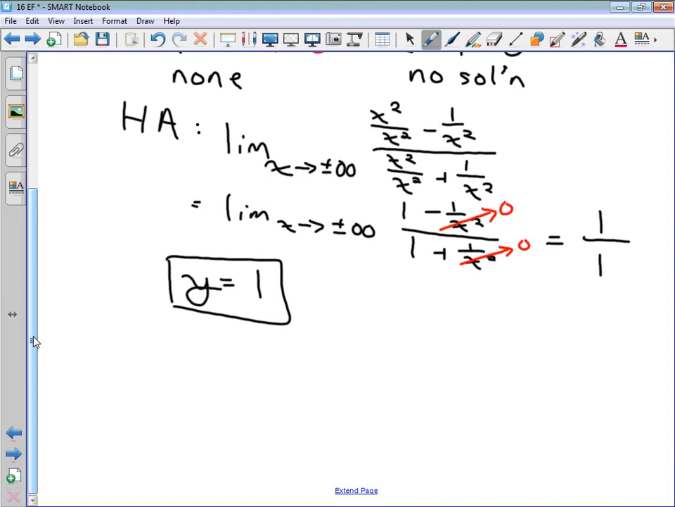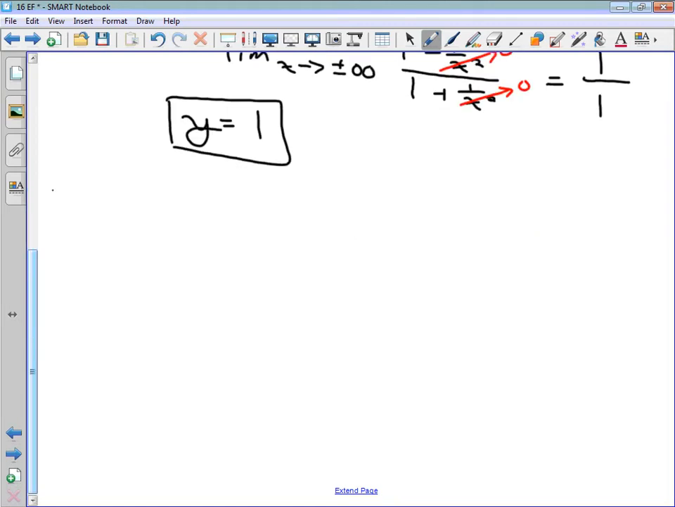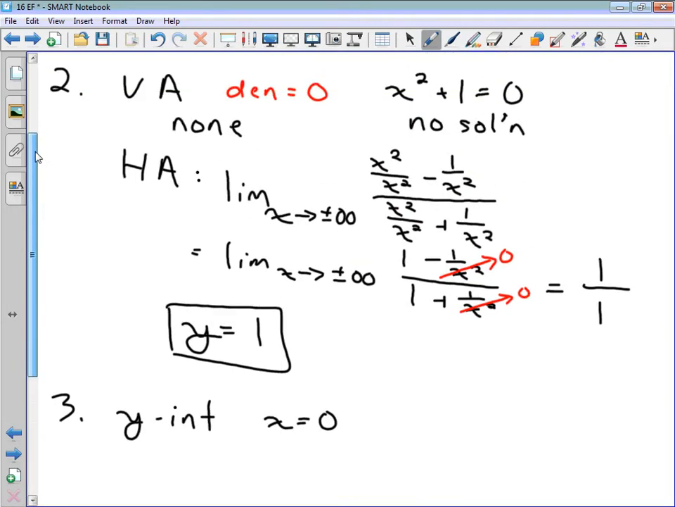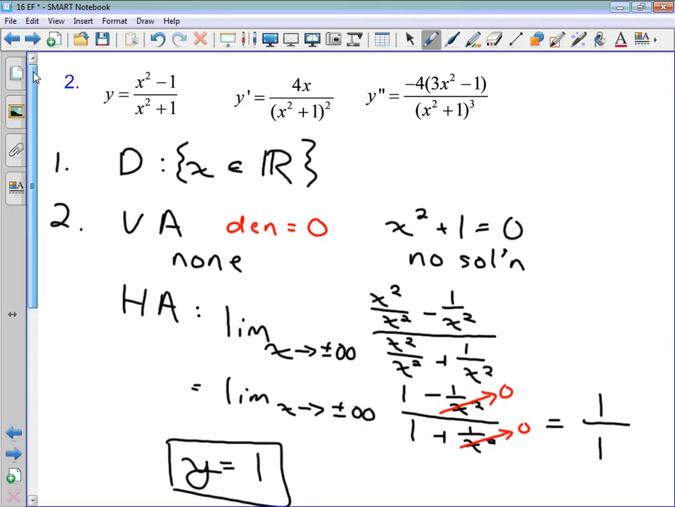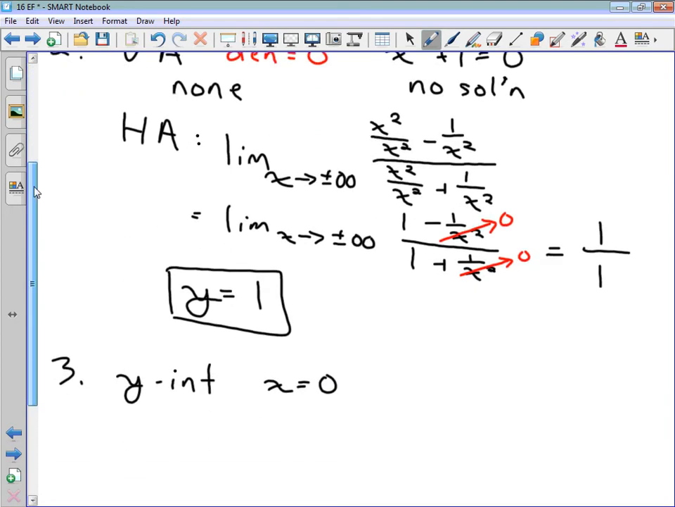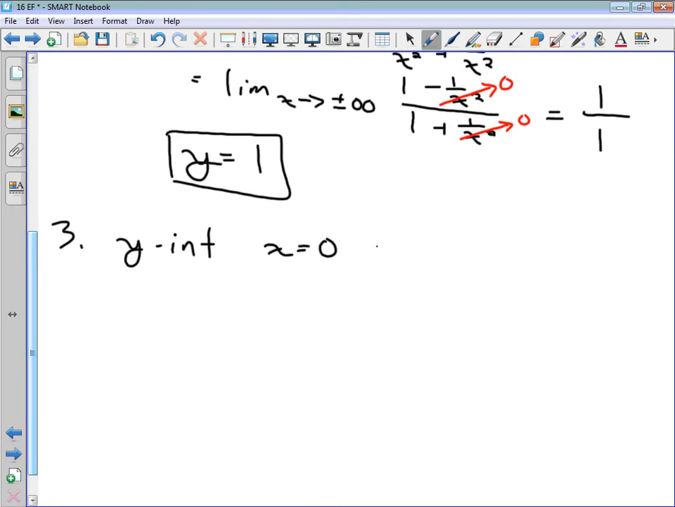Oh, our x and our y-intercepts. So, y-intercept. Think back to grade 9. What do we need to do, Adam? Sub 0 for x. Yeah, we set x equal to 0, and then we solve for y. So we look at our function here, and I'm going to put in x equals 0. What do I get for y?